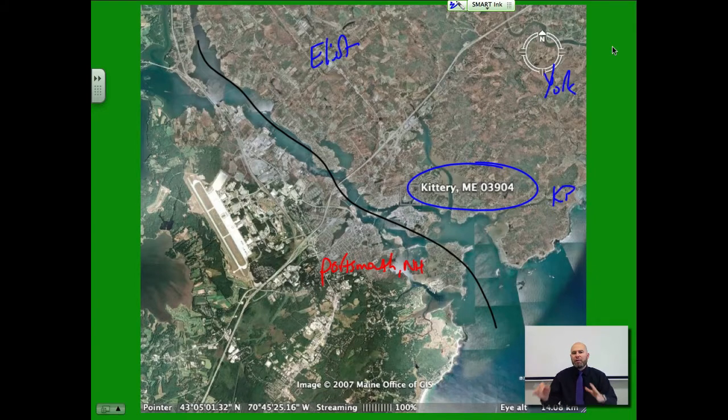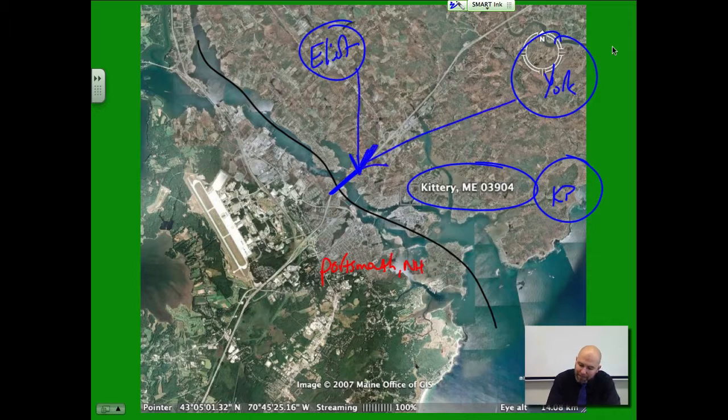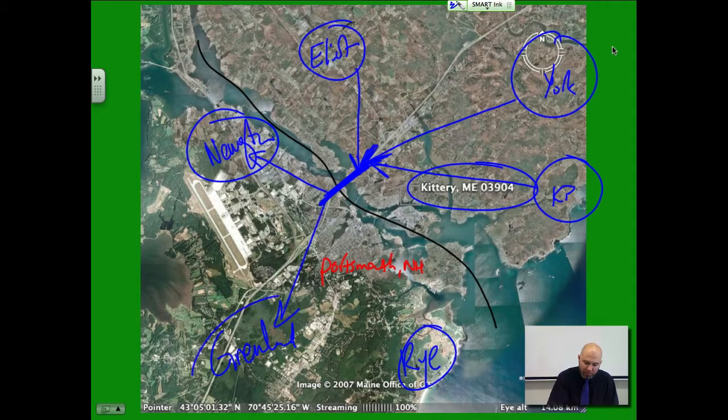Let's pretend that the only way to cross the border from Maine to New Hampshire is that one bridge. We have a couple more bridges, but let's say that there's only one. Doesn't matter if you're in any of these three areas, Eliot, York, Kittery Point, you would need to come to the front of that bridge. And then once you got on that bridge, you could cross the bridge, and then you could go on your way to, let's say, Newington or Rye or Greenland, all areas in Portsmouth.